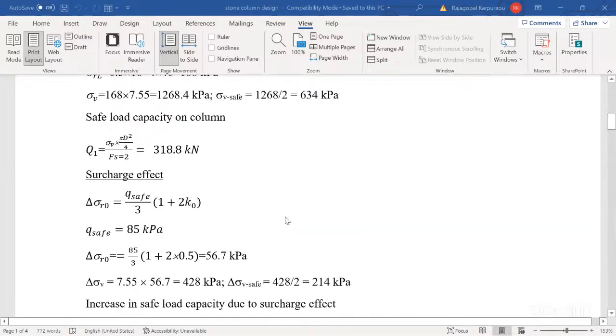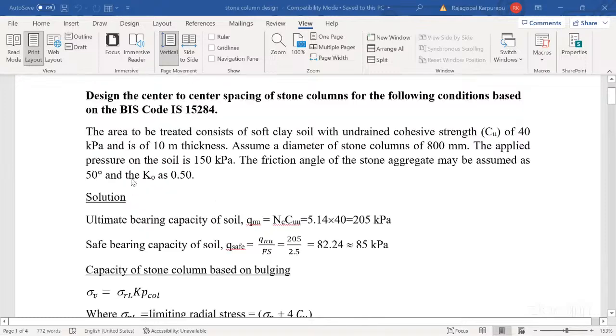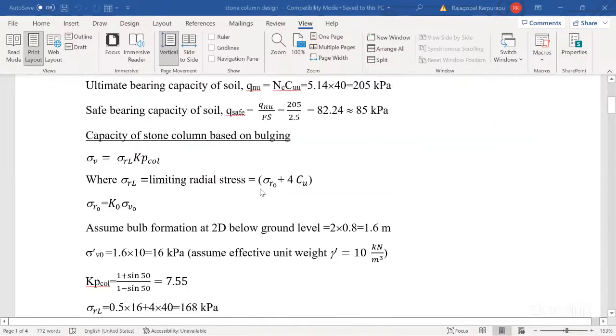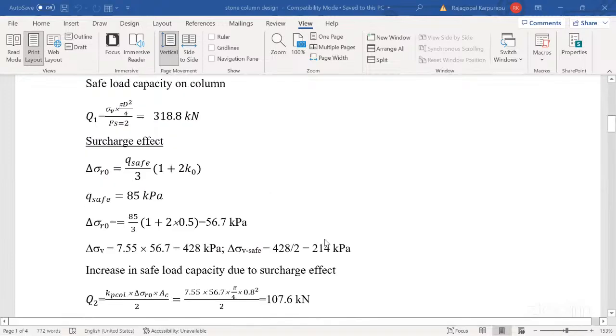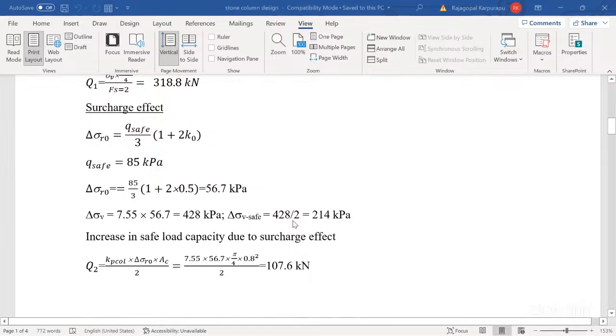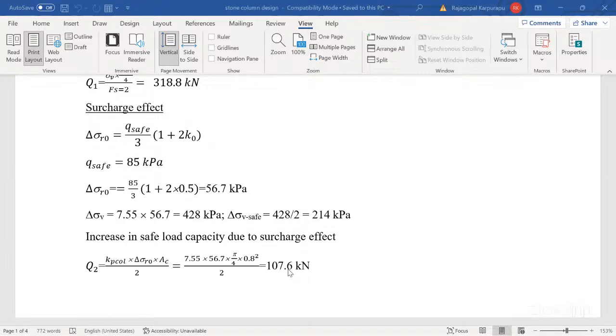Yes, yeah, actually in the IS code, it is given that we need to apply a factor of safety of 2 for getting the safe load. Okay. So it is taken with the same factor of safety. And so the column capacity, because of the surcharge effect, is 107.